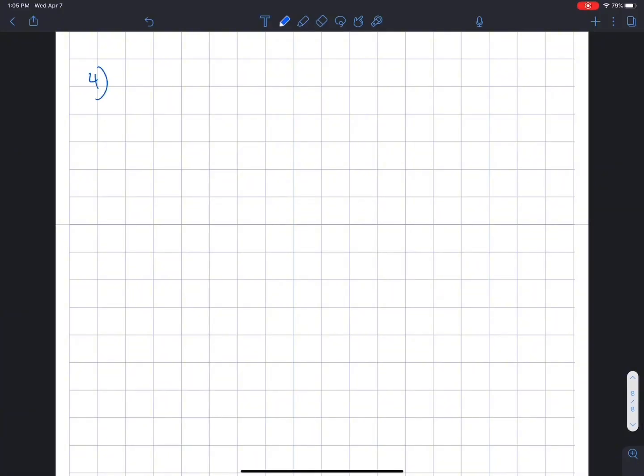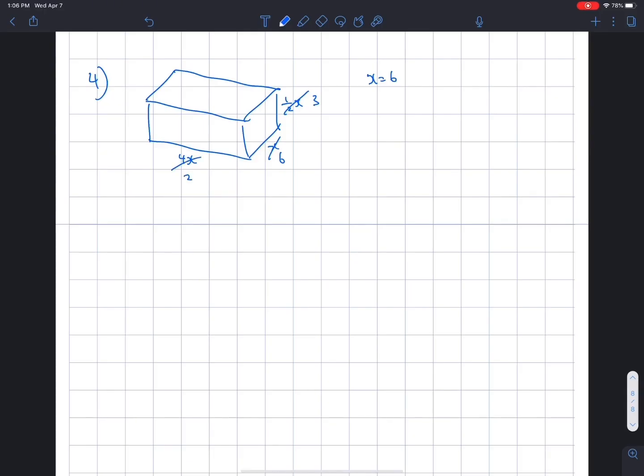Question 4. We have a rectangular prism. It has a length 4 times the width. So I'll let the width be x, then the length will be 4x. The height is half the width, so it will be 1/2 times x. If the width is 6, so x equals 6, what is the surface area? Well, if x equals 6, then 1/2 times x, so 1/2 times 6, will be 3, and 4 times 6 is 24. So using those dimensions, you should be able to find the surface area.